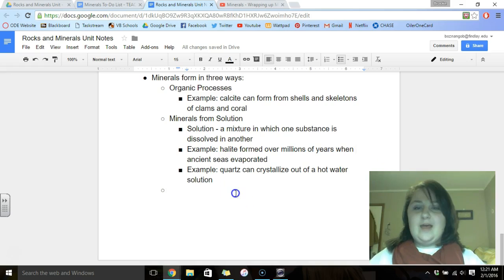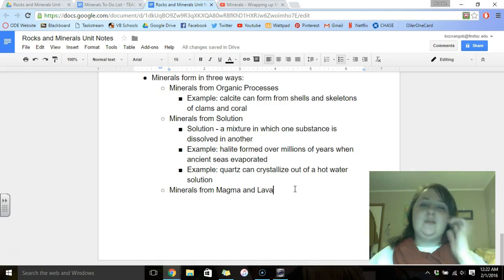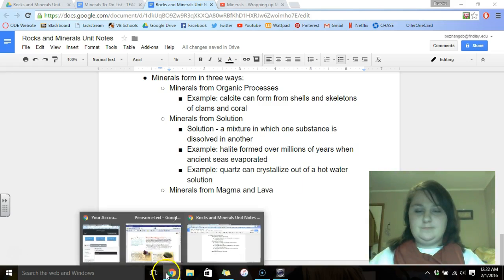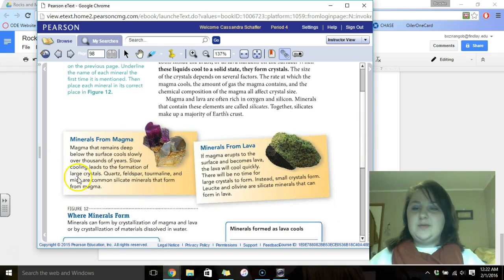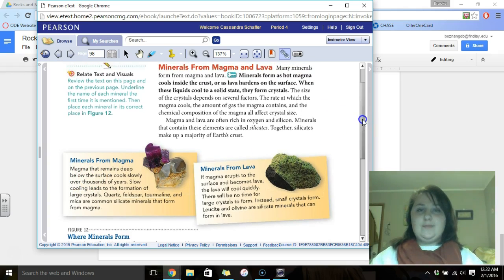So the last way that we have is minerals from magma and lava. I'm going to change this to minerals from organic processes, just so we keep it all the same. Here's a picture of minerals from magma. The difference between magma and lava is magma is what's inside the Earth's crust and lava is what's on top of it.